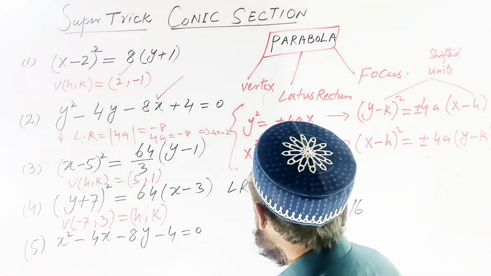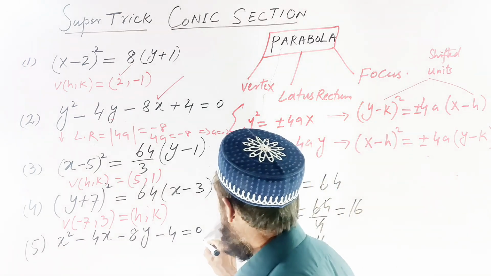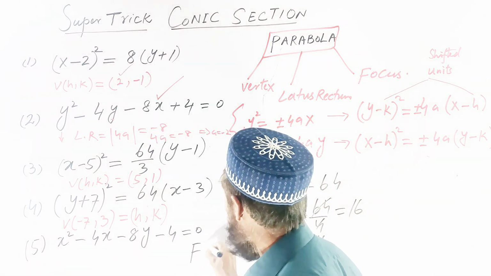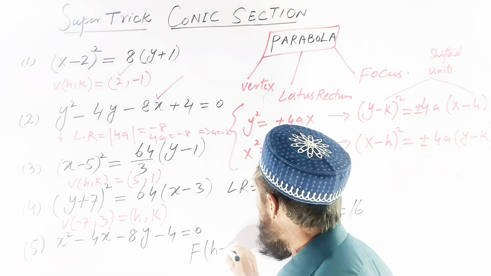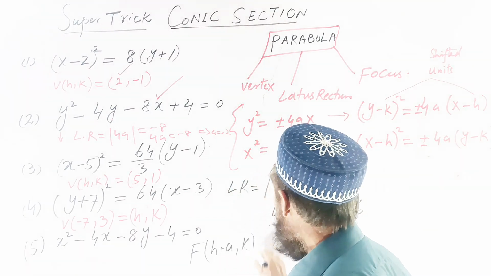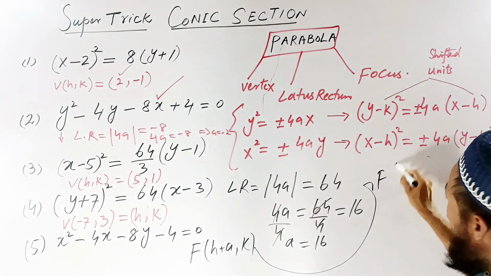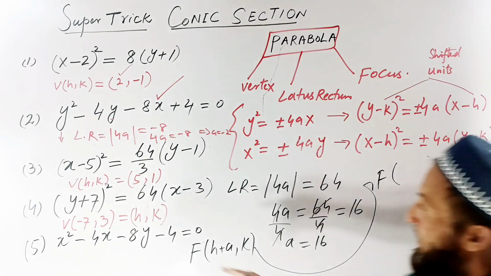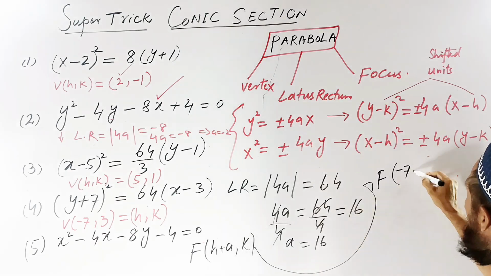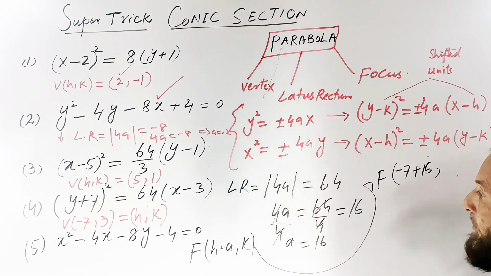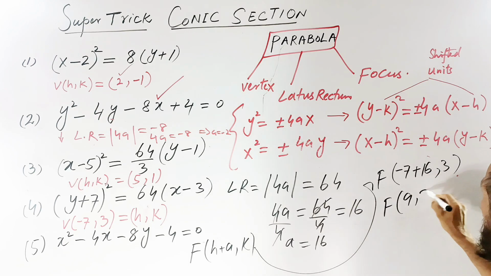Now we are finding the latus rectum. We have the vertex, and the focus is required. What is the result of the focus? If the parabola is along the x-axis, the focus is h plus a and k. So if we substitute the result, h is equal to minus 7 plus 16, and the k value is 3. So the focus will be 9 and 3.